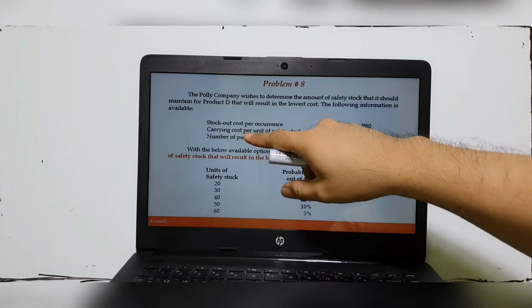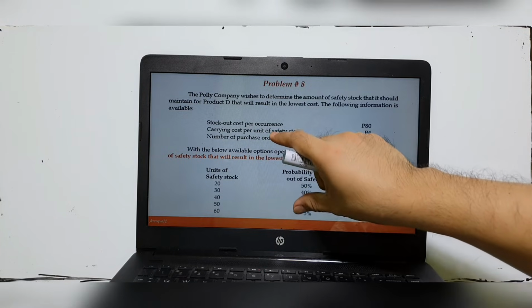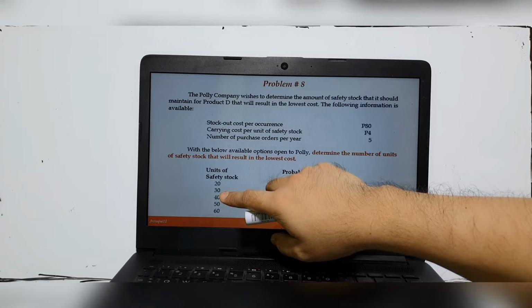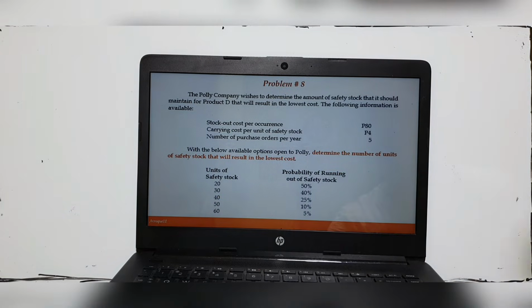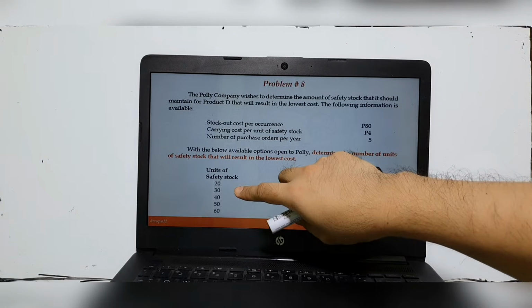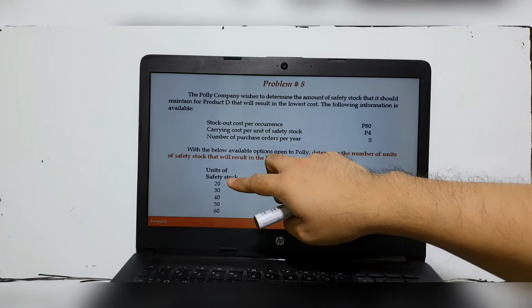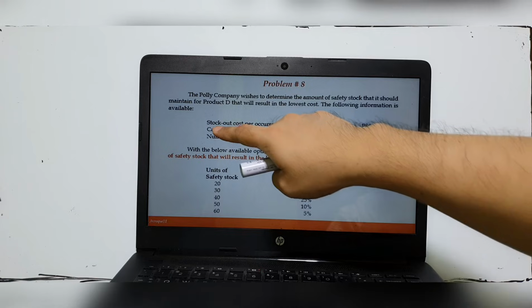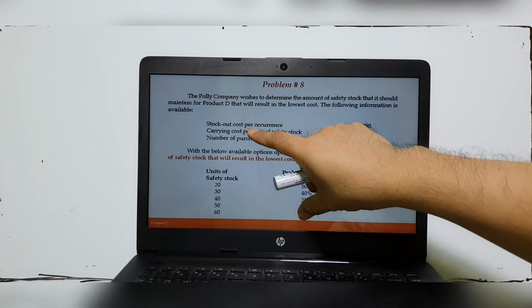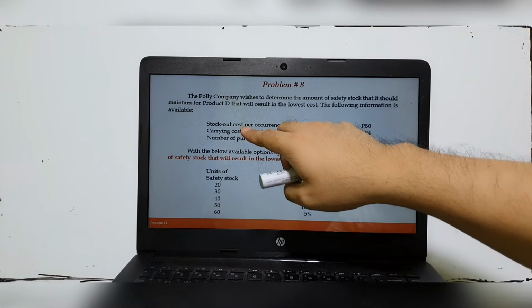Number 1 is your carrying cost. May dagdag tayo ng carrying cost per unit of safety stock times the number of safety stocks. Kasi we are maintaining more inventory. So there's more cost to carry that inventory. Pero, ang kapalit naman of having the safety stock is yung kabawasan sa stock out cost natin. So there are 2 costs associated here. Stock out cost.